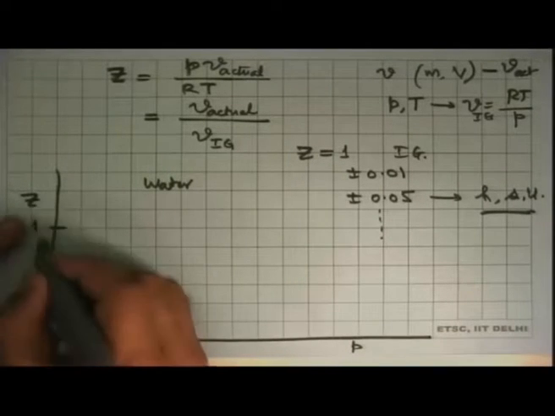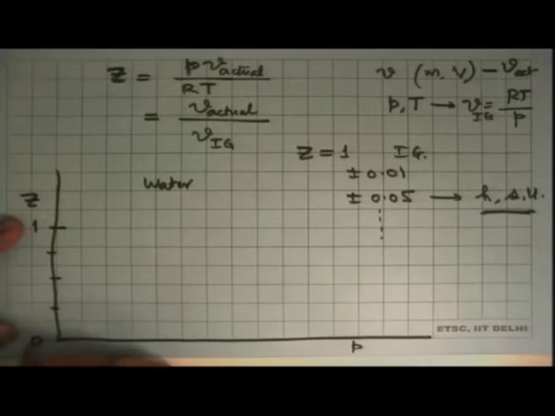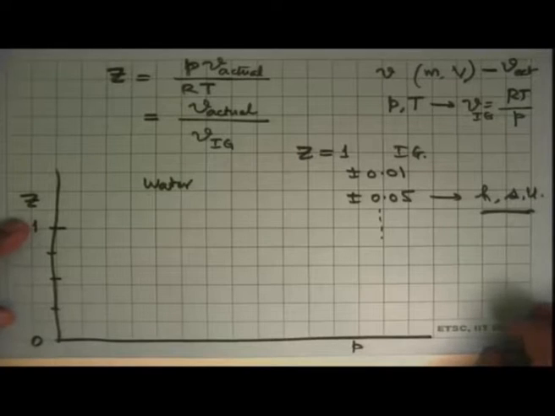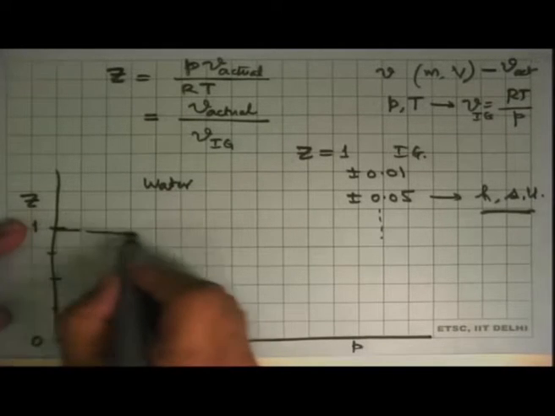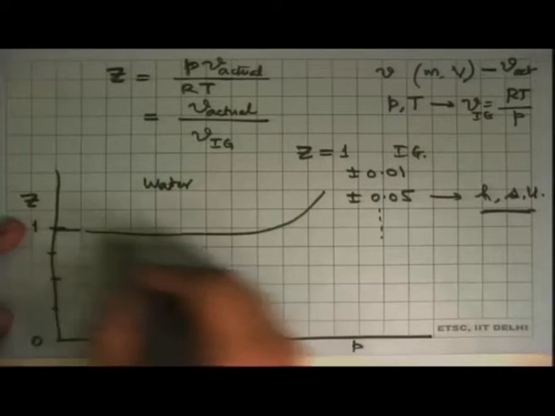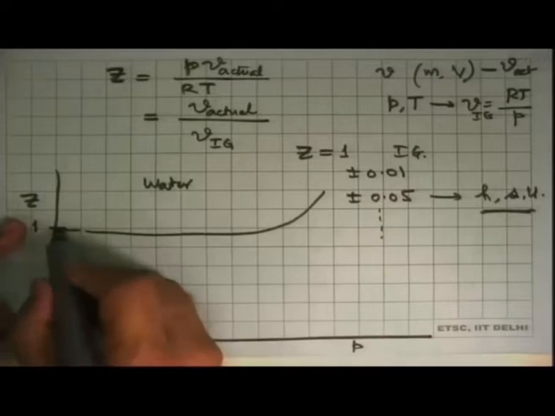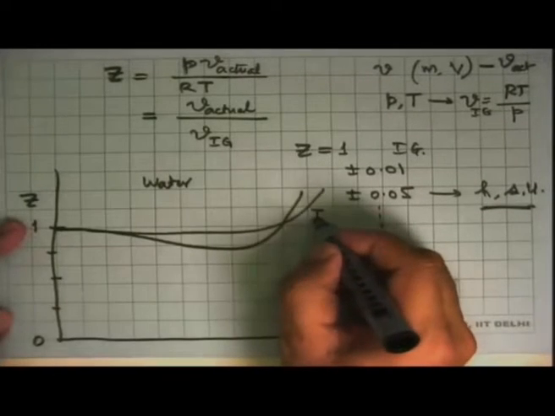This is 1, and below that becomes 0.5, 0.75, something, and this is 0. So at certain high temperatures, this will become like this and it will go off. So these are the Z values you get. Then it will become like that and start going up as the temperature decreases.